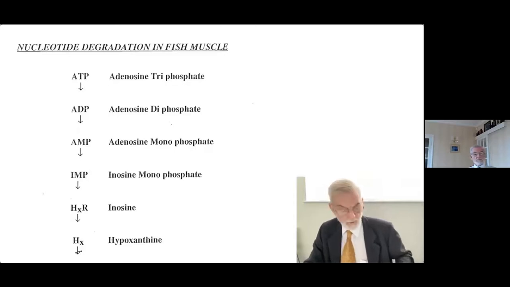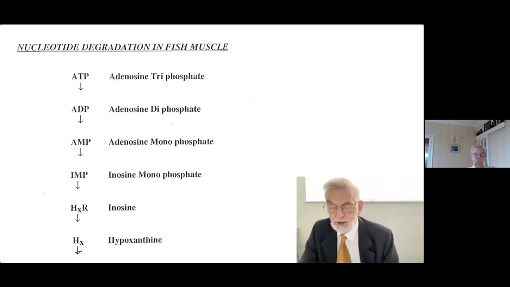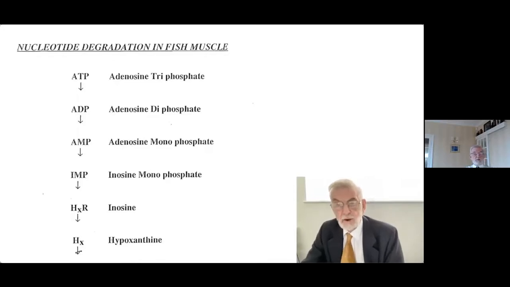I'd now like to move on to look at the nucleotide degradation in fish muscle. And the next slide shows the breakdown of ATP, adenosine triphosphate. Adenosine triphosphate is, of course, the molecule that supplies energy to the cells in cell reactions. Normally, ATP breaks down to ADP, the diphosphate, and releases energy, which the chemical reactions in the cell use. It is then reconverted to ATP by oxidative phosphorylation, the fish using the carbohydrates, etc., to remake ATP.